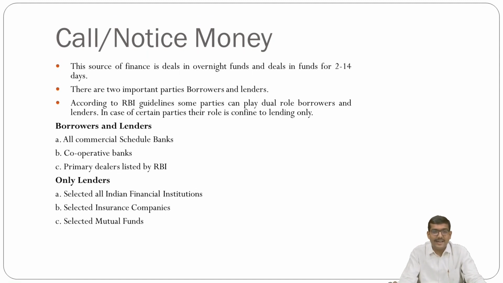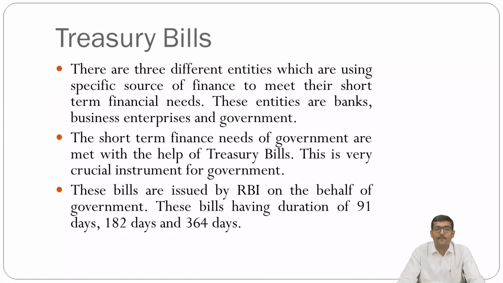Now, who are the borrowers and lenders, and who are only lenders? Borrowers and lenders are all the commercial scheduled banks, cooperative banks, and primary dealers listed by the RBI. Only lenders are selected all-India financial institutions, selected insurance companies and selected mutual funds. So these are the borrowers and lenders, and the only lenders. Is it clear, my dear friends?